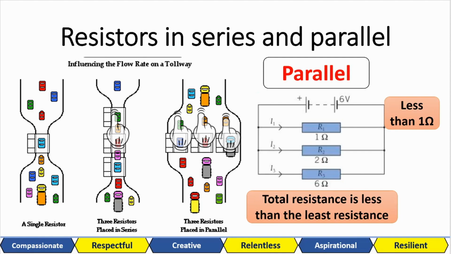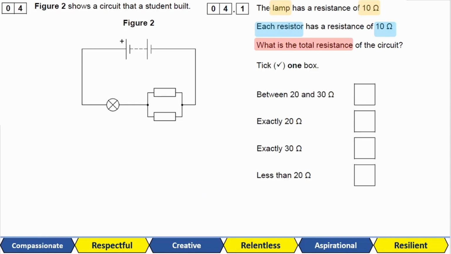You do not need to know the actual calculations for this. Just repeat whenever they ask you what the total resistance is. Just be aware that the total resistance will be less than the resistor with the least resistance. That's literally all you have to be aware of. With that all said now, see if you can answer this question.